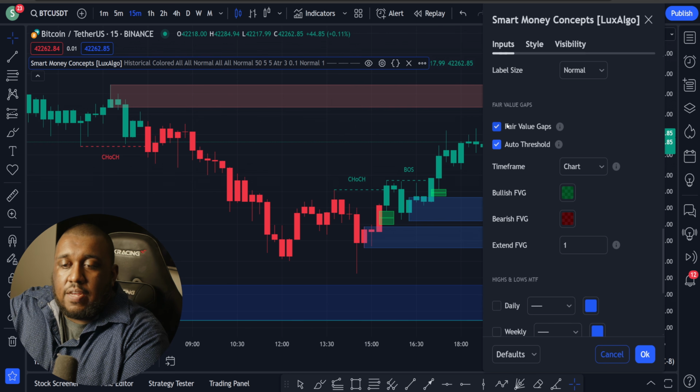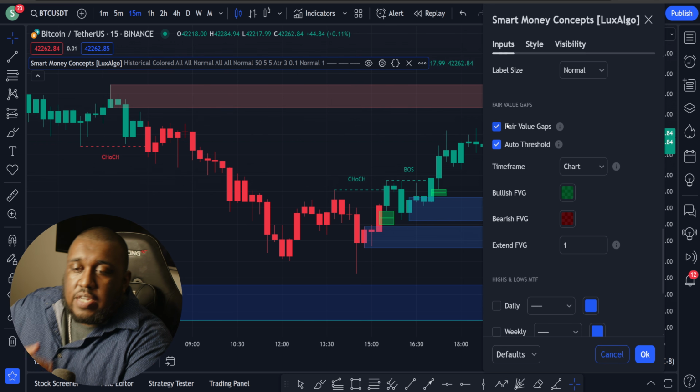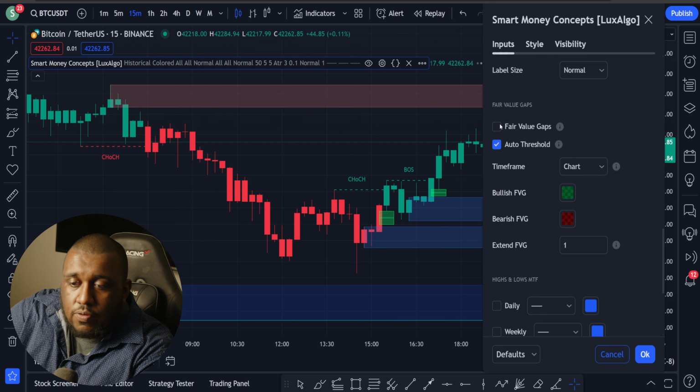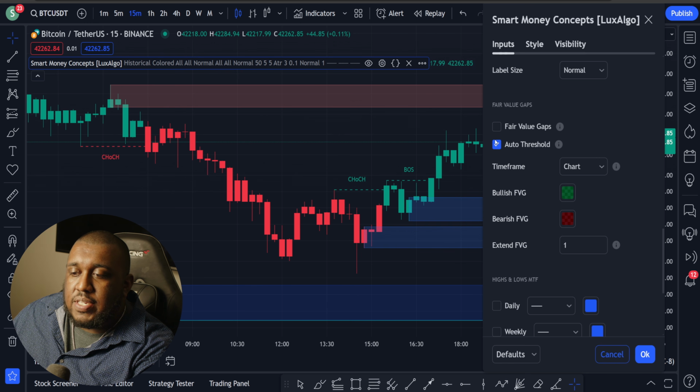But by all means, if you want to learn more about fair value gaps and you feel confident enough to start trading them, if you don't want to have multiple indicators, just come over here and turn it on. It'll be your best friend ever. It'll just save you a lot of time. And of course, it's going to be saving you money.